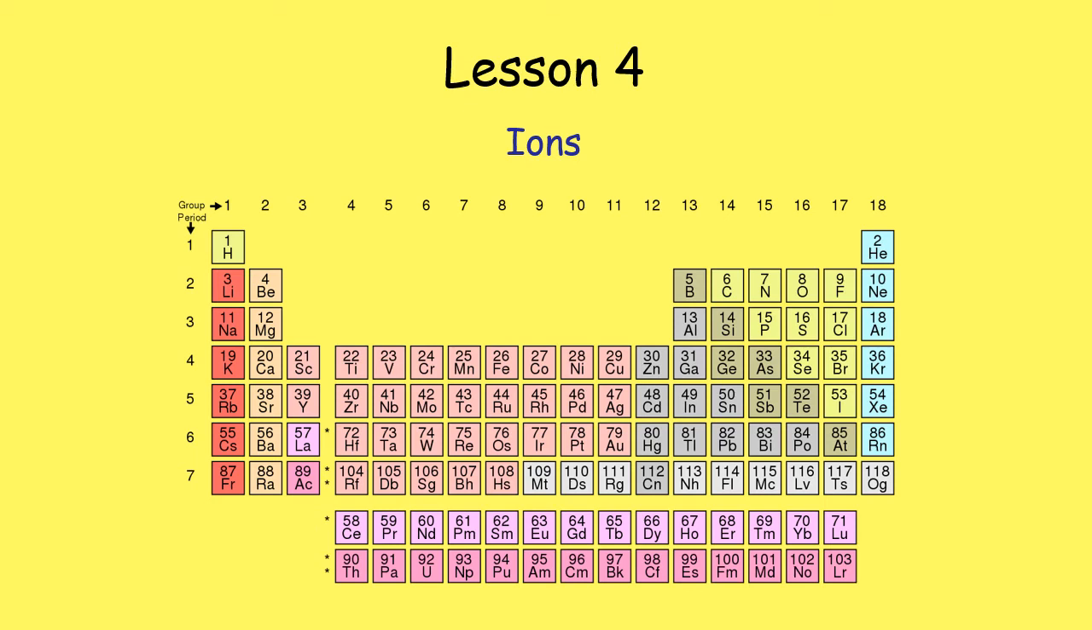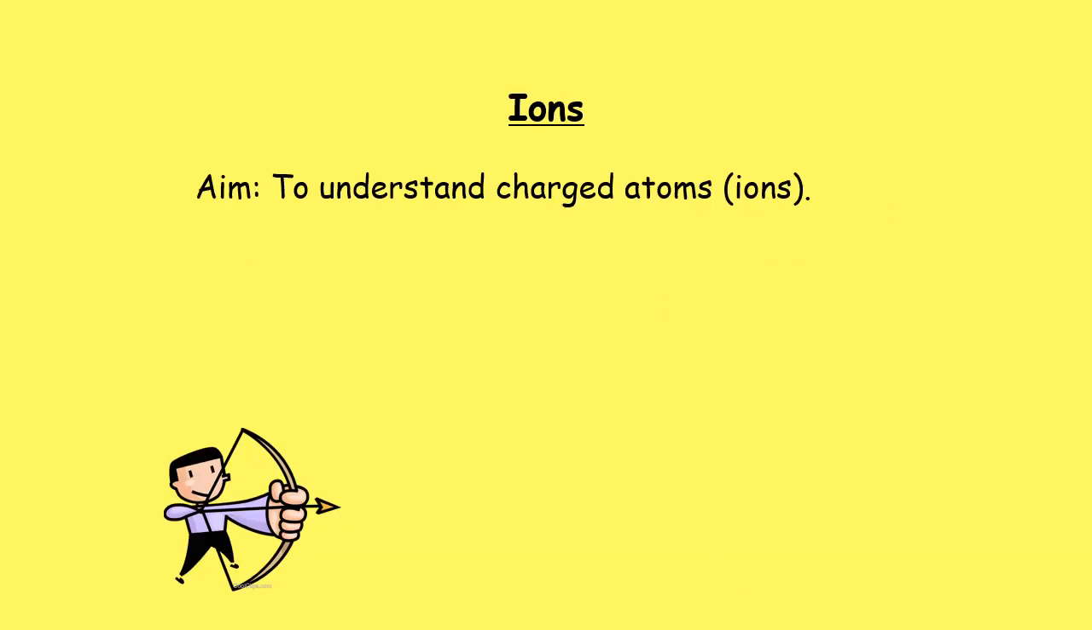So, welcome to a National 4, National 5 chemistry lesson on atomic structure. This lesson is all about ions. So, the aim is to understand charged atoms, ions, and also be able to explain what an ion is in terms of its subatomic particles.